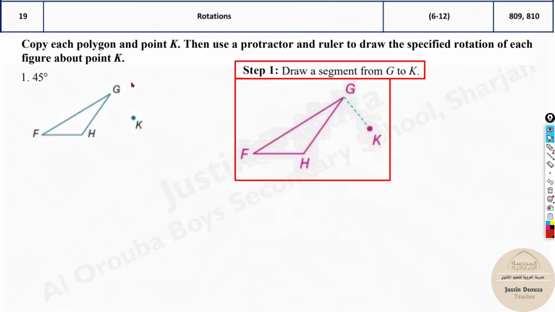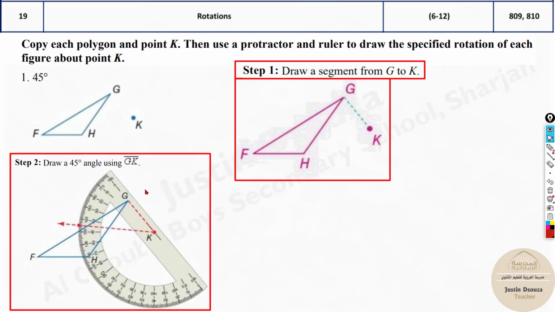But anyways, just to know, if you have to rotate this diagram about this particular point K by 45 degrees, what you do is, from each of these vertices, you draw a line segment towards K. That's the first thing. Now we'll start with one point, and then you keep the protractor over here and measure 45 degrees.